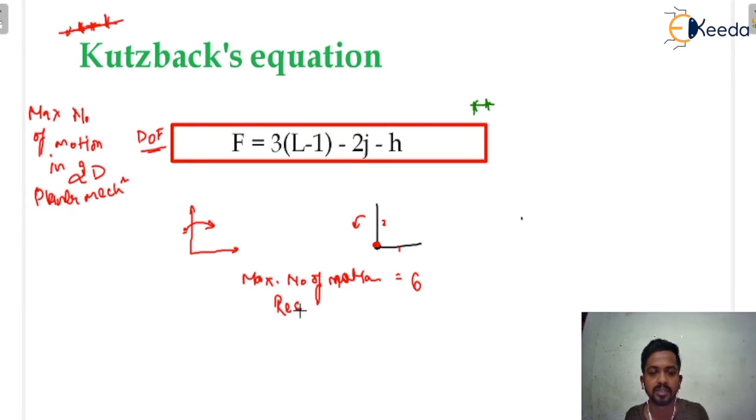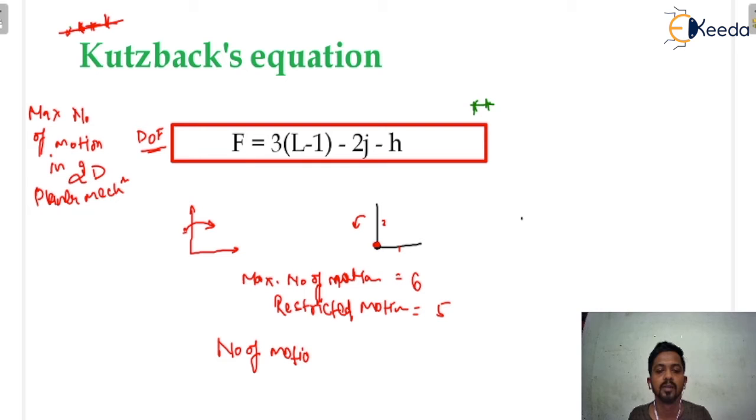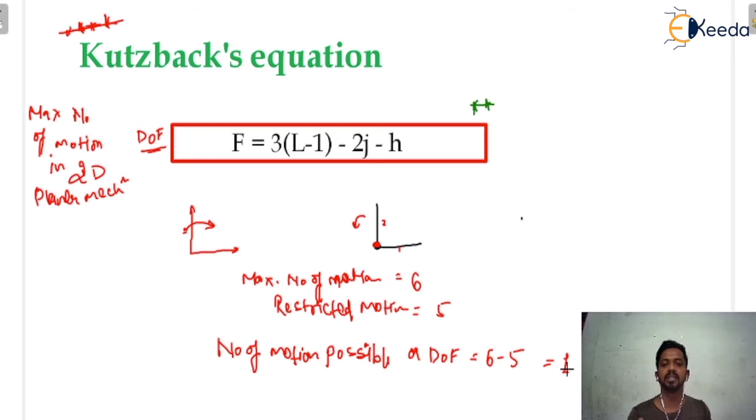So the restricted motions are 5. We can write the number of motions which is possible, that is 1. We have seen practically, and here we can calculate numerically: the number of motions possible, or degree of freedom, is equal to 6 minus 5 restricted, that means 1 is possible. So we have seen the number of possible motions practically as well as numerically. I hope you understand this concept.